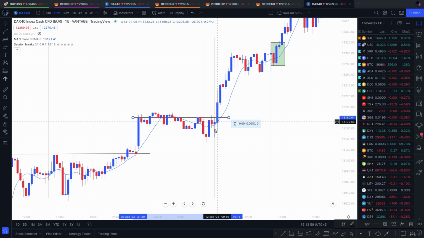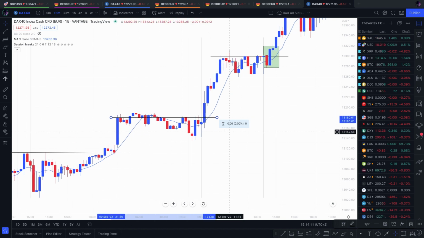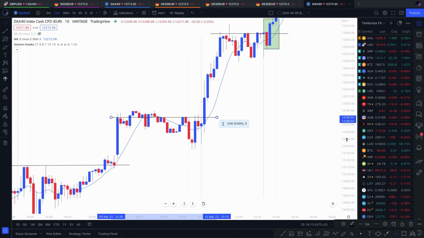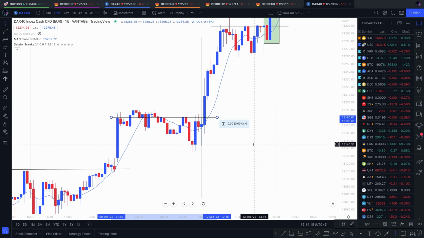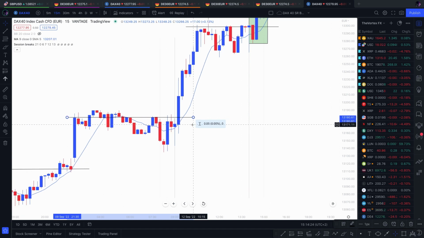Therefore, we are looking for long setups. So we see our impulsive candle break out of the Asian range that was set before it. And what we want to see, and guys, this is very important because this helps us spot our entries, is that the bottom of the impulsive breakout candle sits above the moving average. Now we can see that happen right here.